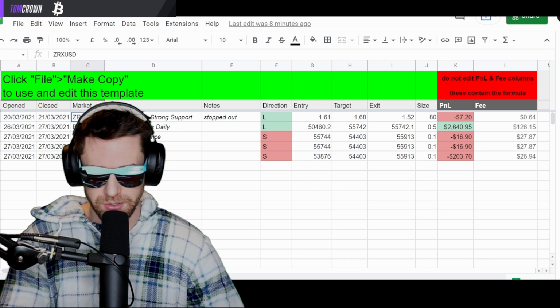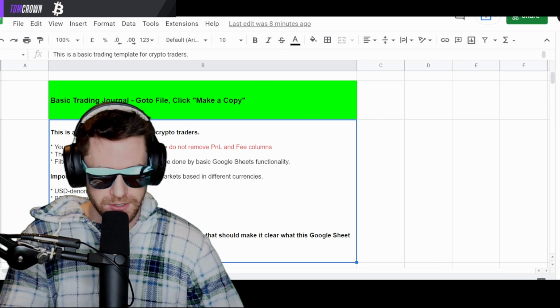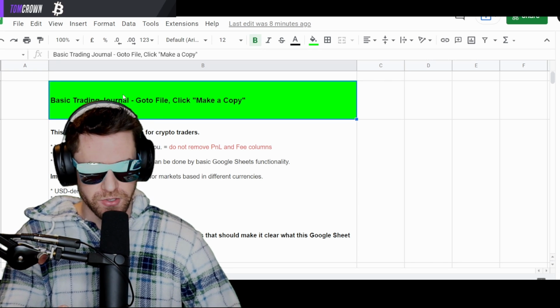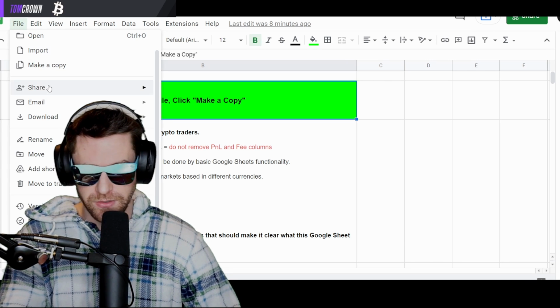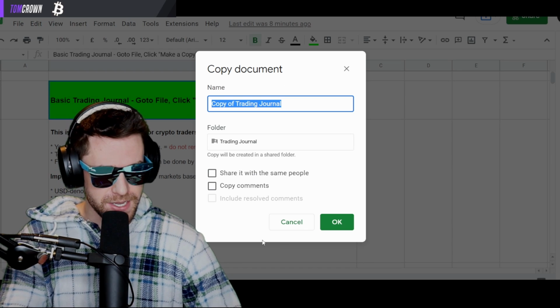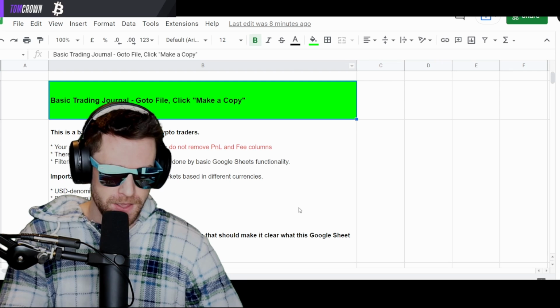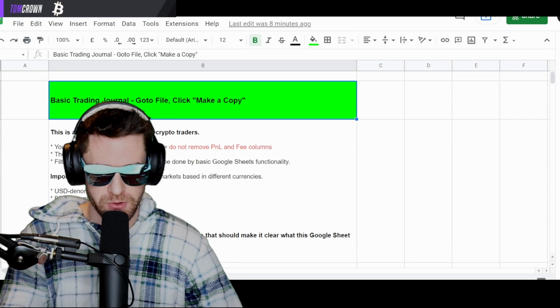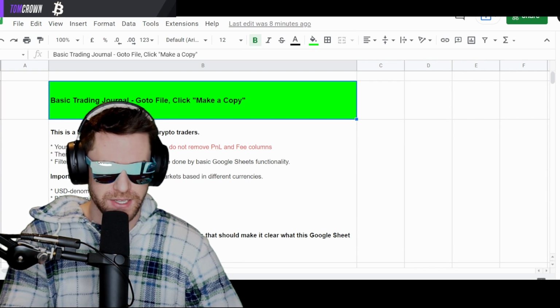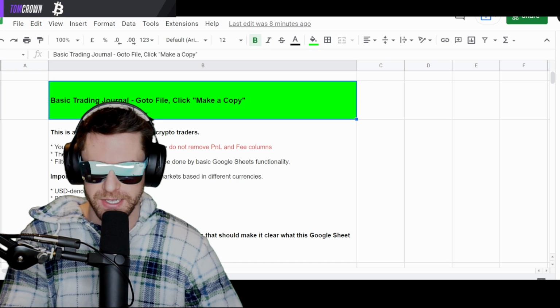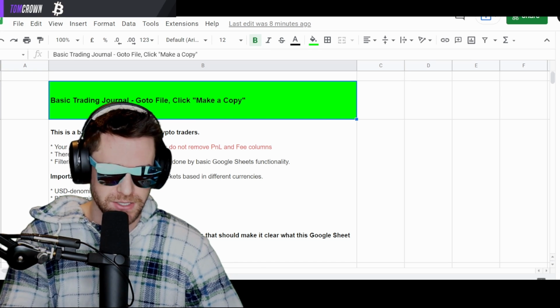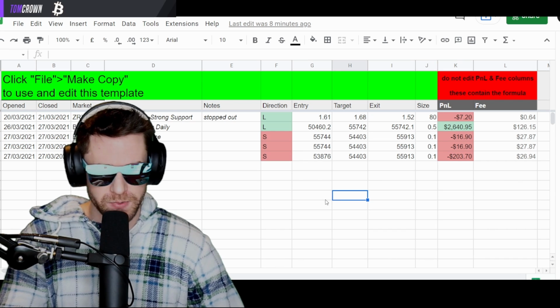Basically, all you have to do is open up the link, go into trading journal, click up here at file, make a copy. You're going to make a copy of your own, and you're going to save it to your own Google Drive. It's going to give you the exact thing you have here. This is the basic version of it. I do have an advanced one, but I'm still tweaking it. It's modified from a stock thing. So for all intents and purposes, we're going to use this.